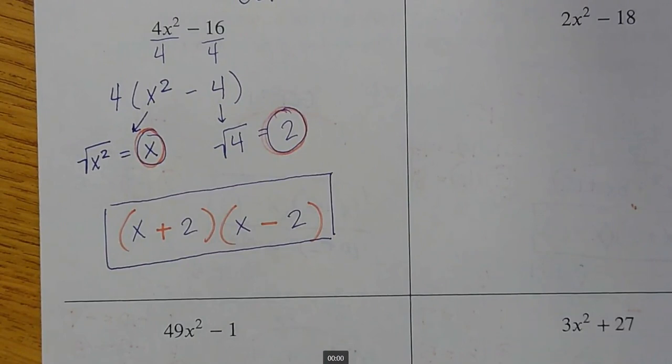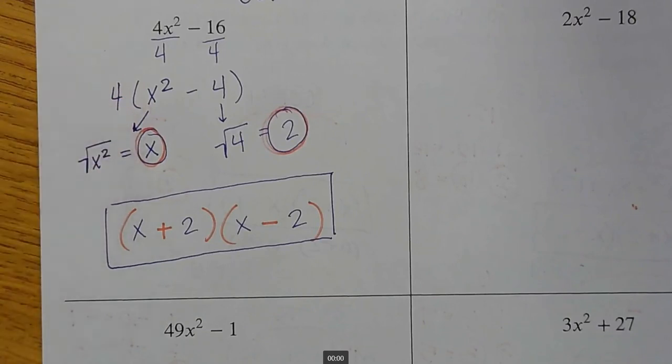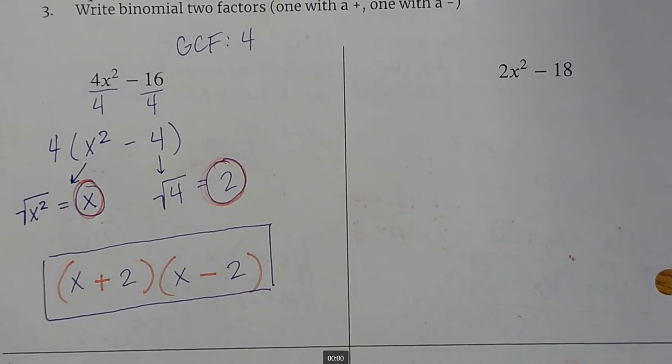So difference of squares, eventually, you won't need to do this step. You'll just be able to see, oh, x squared minus 4, that's x plus 2 times x minus 2. X squared minus 25, x plus 5 times x minus 5. Okay, so that's where we're trying to get to. All right, let's look at our next one. Does that make sense? Any questions on that?